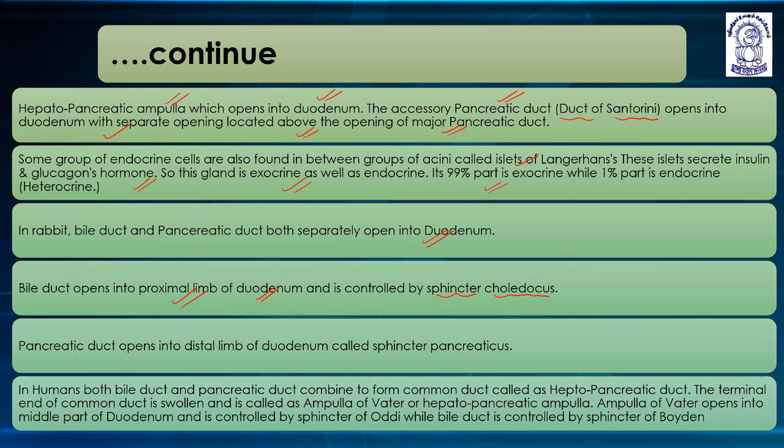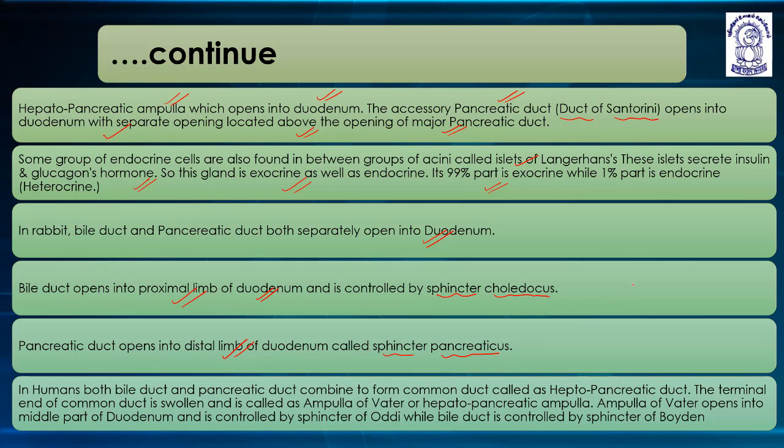It opens into the proximal limb of the duodenum, meaning the anterior most part of the duodenum, and is controlled by the sphincter of choledochus. The pancreatic duct opens into the distal limb of the duodenum, controlled by the sphincter pancreaticus.